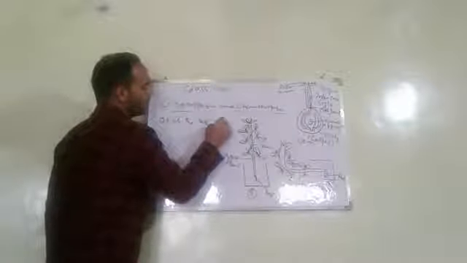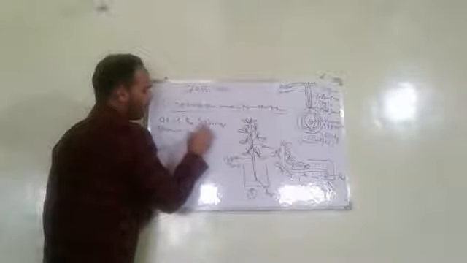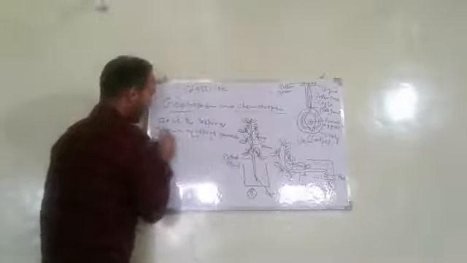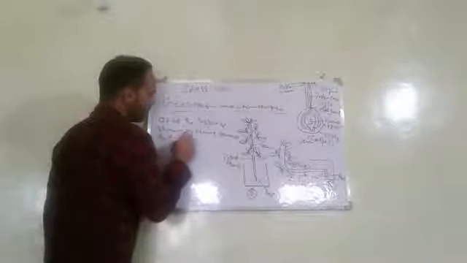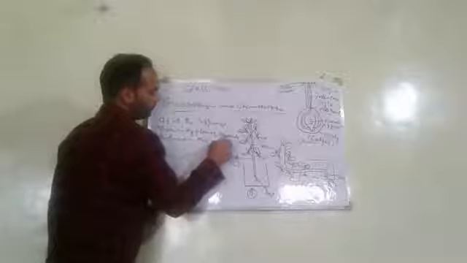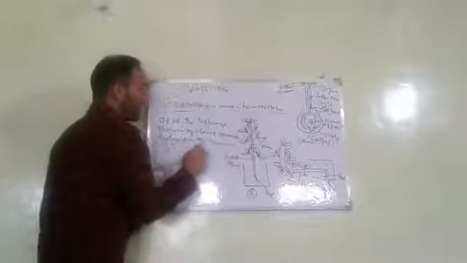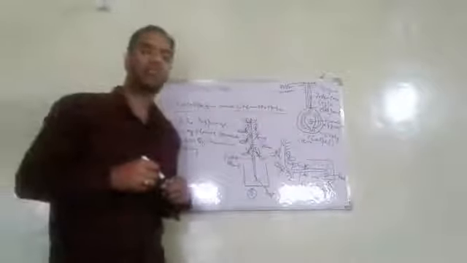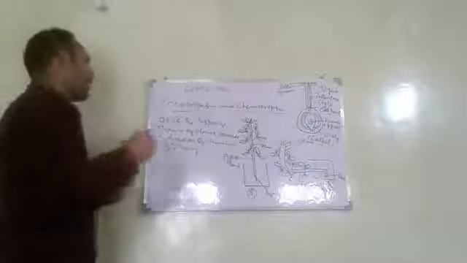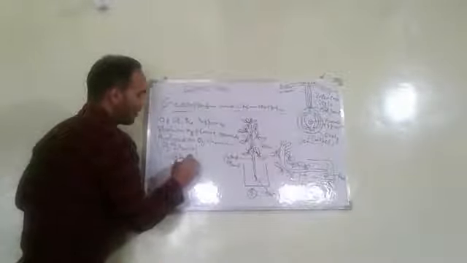It is the response shown by plants towards the direction of stimulus of gravity. The response shown by plants towards the direction of stimulus of gravity is simply called geotropism. It is also known as gravitropism.